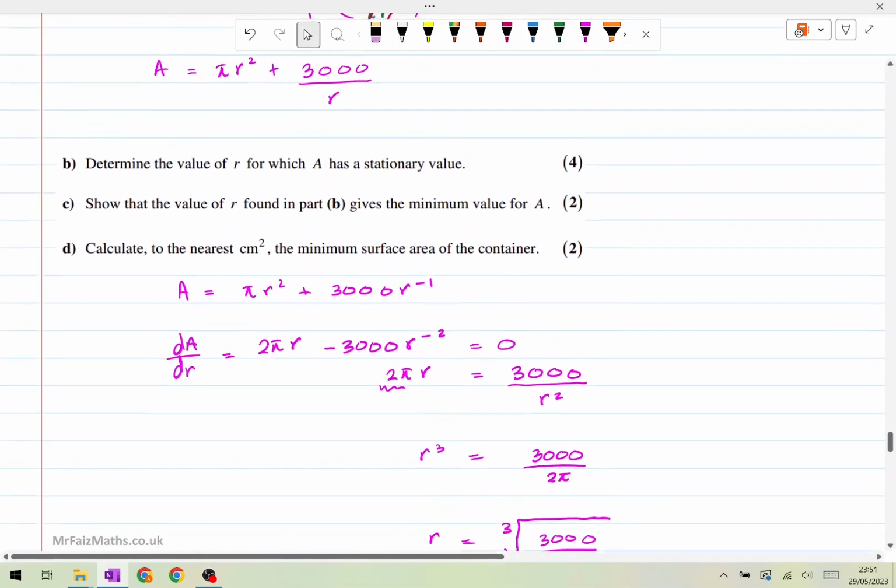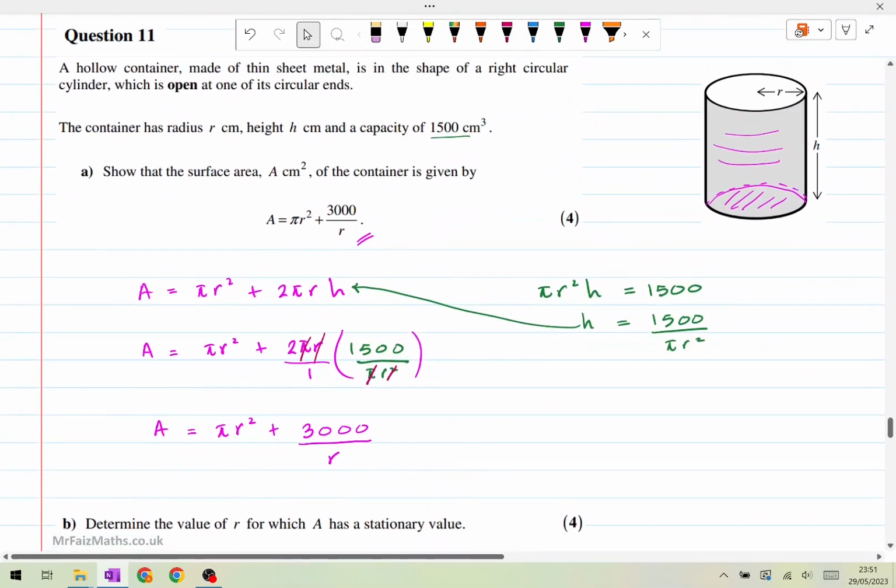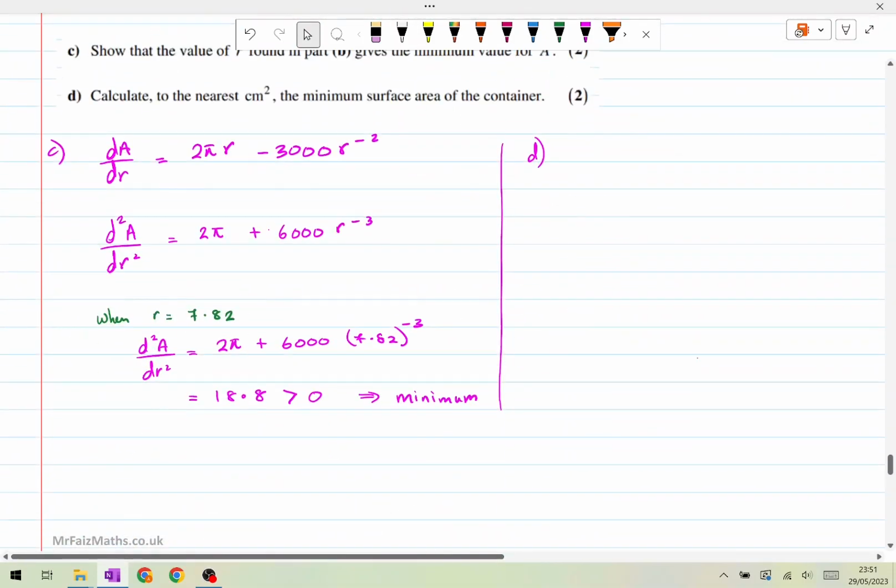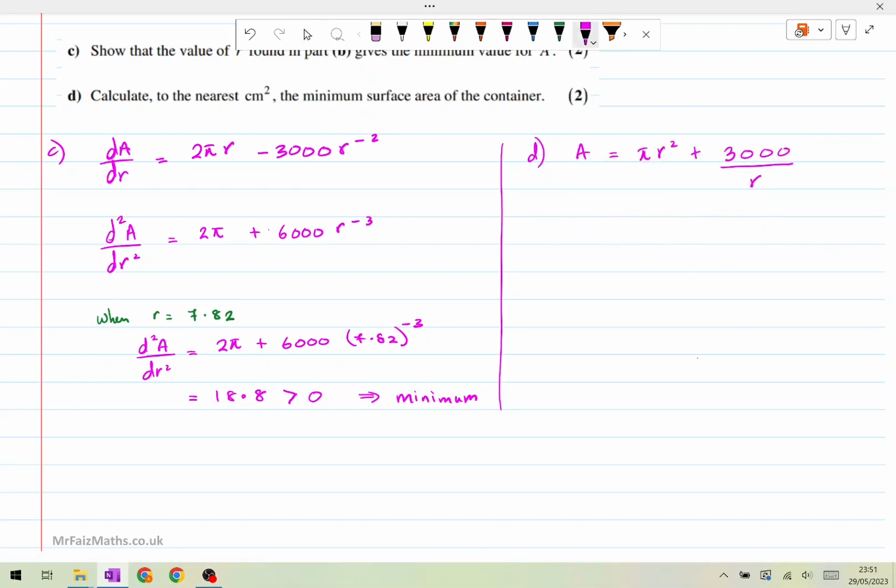So we had the formula for A here, which was already given to us, which we showed here as well. So let me just copy that one down. So we know that the area is given by this formula. We just need to check the value of this when the radius is equal to 7.82. So the minimum area is going to be equal to pi times 7.82 squared plus 3000 divided by 7.82. So the area at that point, if you do this on the calculator to 3 SF, we get 576 centimeters squared.